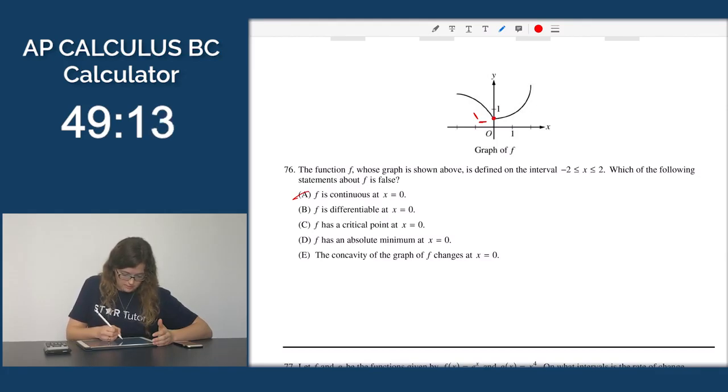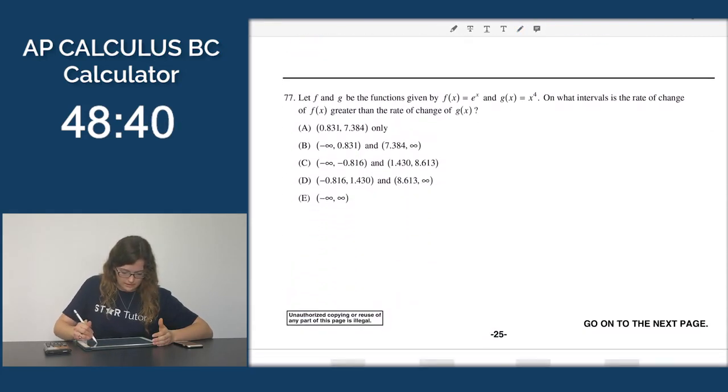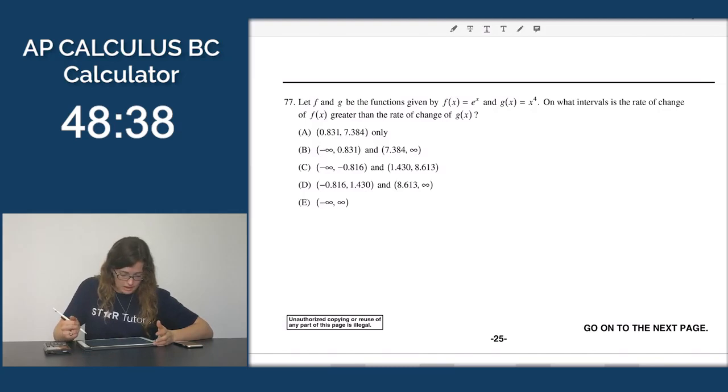f has a critical point at x equals 0. It does, because it's a minimum there, so that one's true. f has an absolute minimum at x equals 0, since it's only defined from -2 to 2, and that's the lowest point, so that's true. The concavity of f changes at x equals 0. It does look like it goes from concave down to concave up, so that one's also true. So it's going to be B here. It's not differentiable because the slopes on either side of 0 are different. Notice I didn't need a calculator there.